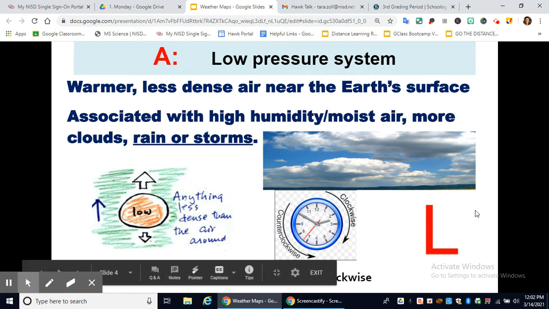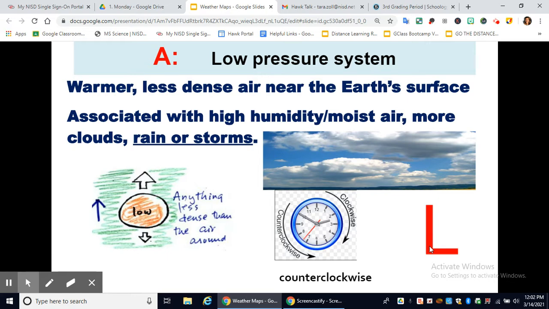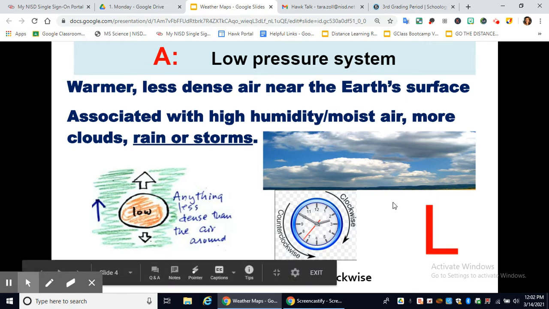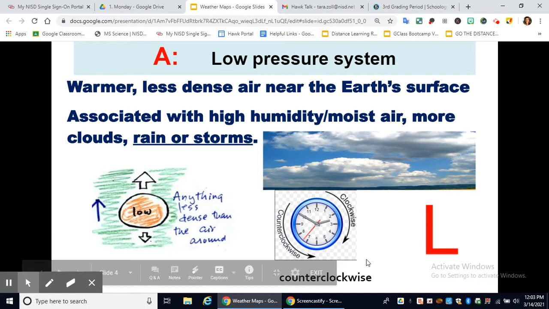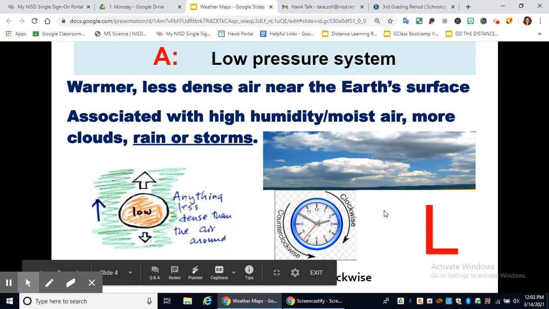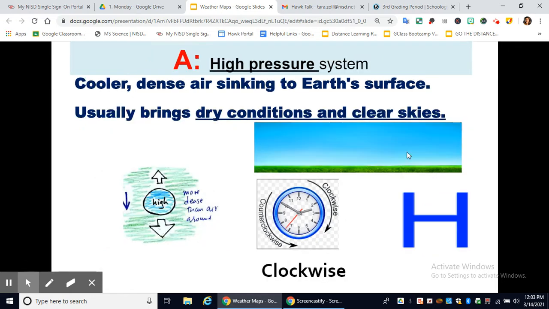Low pressure system. Low pressure systems are warmer, less dense air near Earth's surface. It's associated with high humidity, moist air, more clouds, rain, or storms. So low pressure systems are usually lousy weather, not good weather, associated with storms, even hurricanes. And low pressure systems are going to move in a counterclockwise direction.